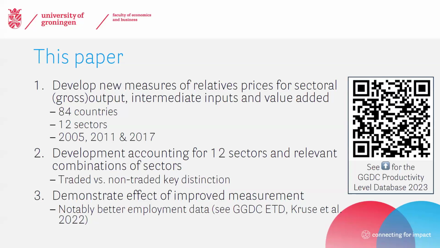Now, what we do, and this is enabled by the financial support from the STEC project, what we do in this paper is to develop new measures of relative prices and purchasing power parities, and we do that at the sectoral level for gross output, intermediate inputs, and value added. 84 countries, as mentioned, 12 sectors, and for 3 recent years in which there was a global price comparison from the International Comparison Program.